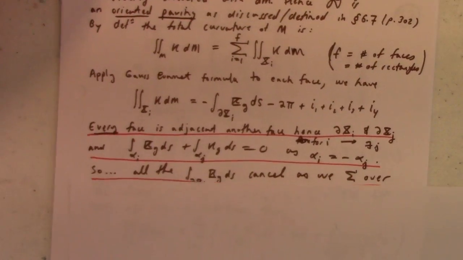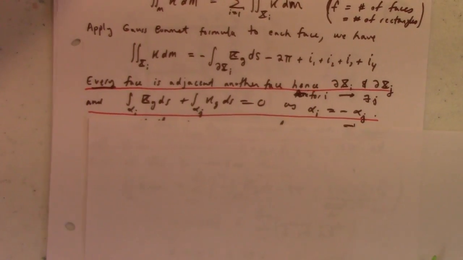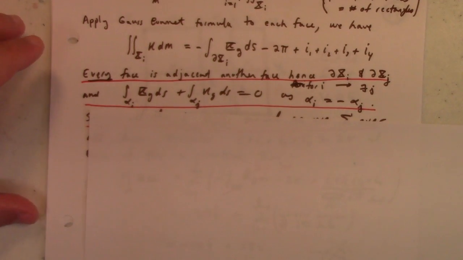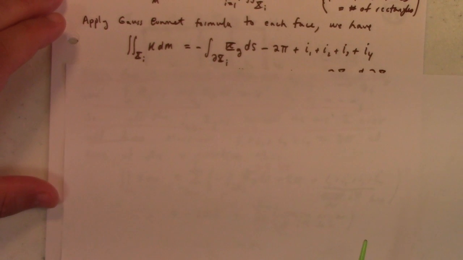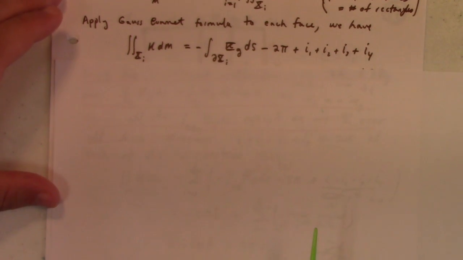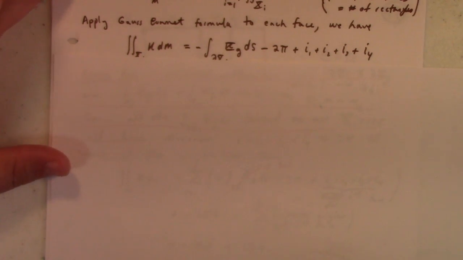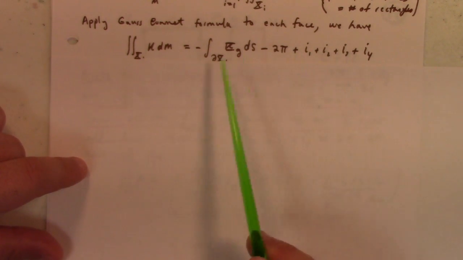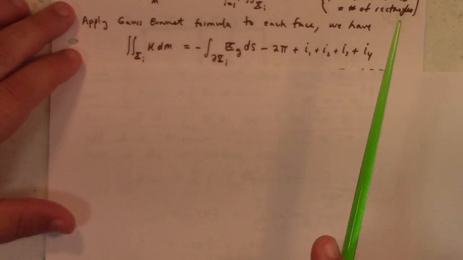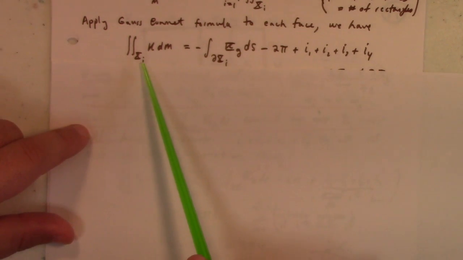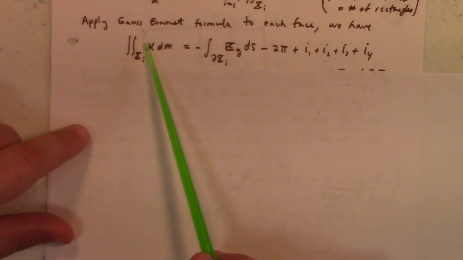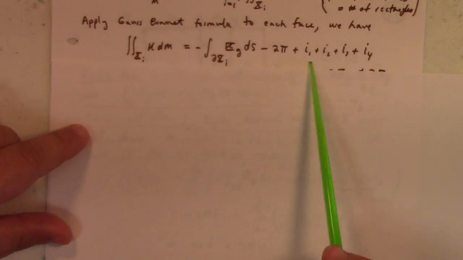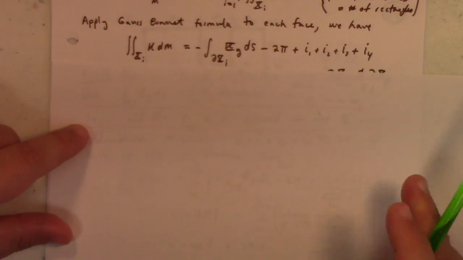Now, you apply the Gauss Bonnet formula. Probably should have been calling it the Gauss Bonnet formula. That's why I'm confused. Words. So anyway, I've called it a theorem, but it's really the formula. The Gauss Bonnet formula to each face, and then we have what? We have the integral of k dm over the face is equal to this, since I've written it in terms of the interior angles, right?